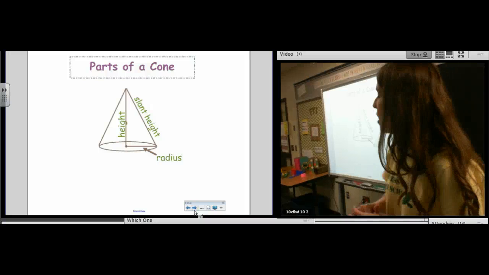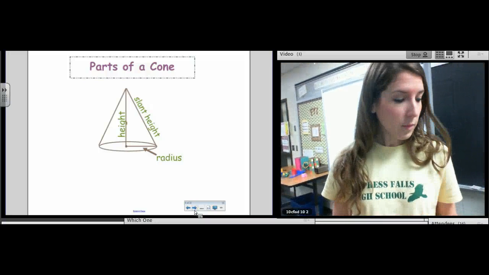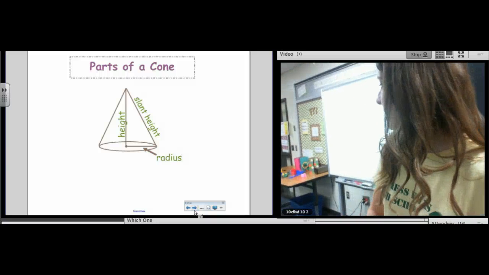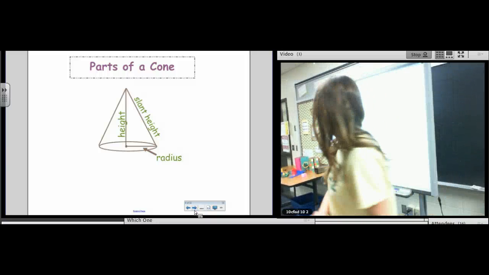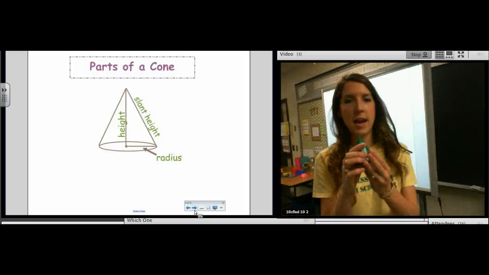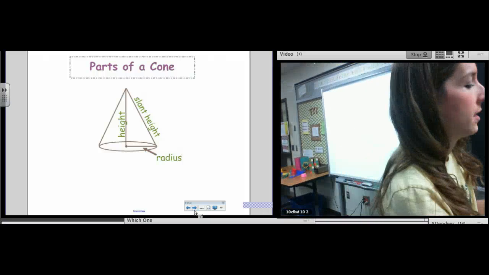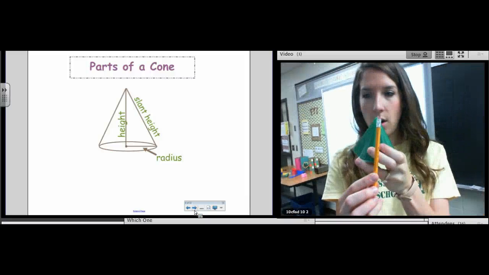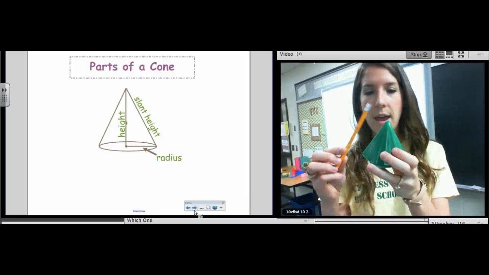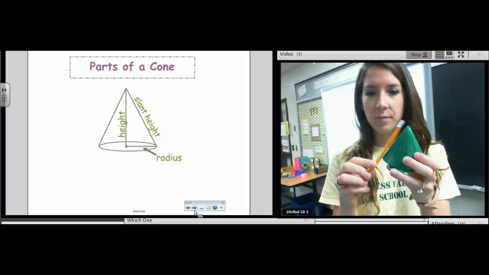Parts of a cone are going to look a lot like the parts of a pyramid. A pyramid has a height and it has a slant height. Where's my cone? Here it is. So, a pyramid and a cone, they have a height and they have a slanted height. So we've got the height of the cone, which is perpendicular to the base, and we've got the height of the lateral face, kind of.